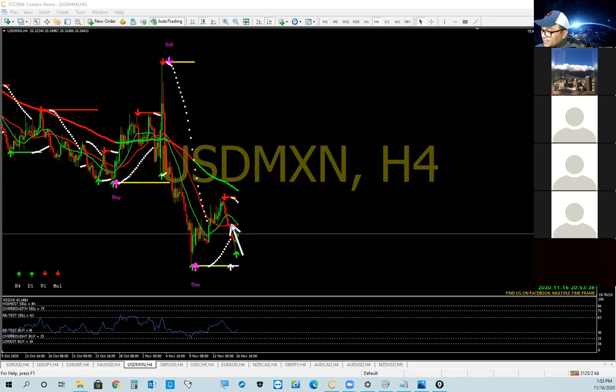Now what happened in here, the market broke down into a sell position. The market most likely is gonna come back and retest your 13 MA, and from there the market will continue bearish because USD peso is selling. It's not in a buy position, but this is a good one. This is what Elliott asked early this morning.